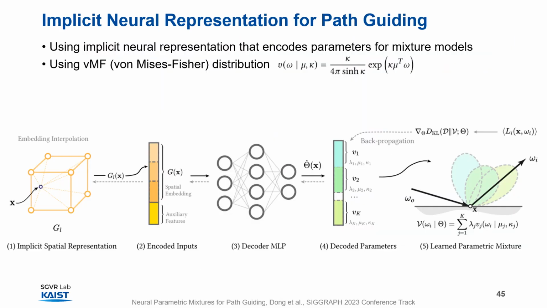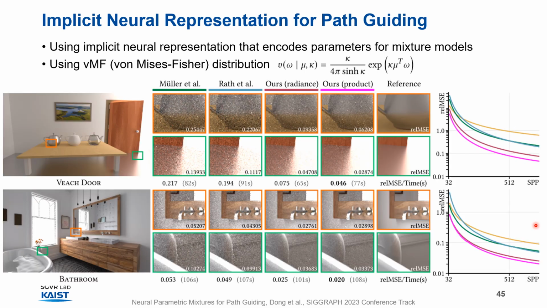We can also apply implicit neural representation for path guiding. This work trained an implicit neural representation to encode the parameters of mixture models that can represent sampling probabilities throughout the 3D space. And here we can see that this simple idea can enhance performance for path guiding.